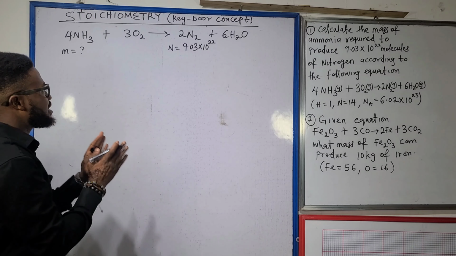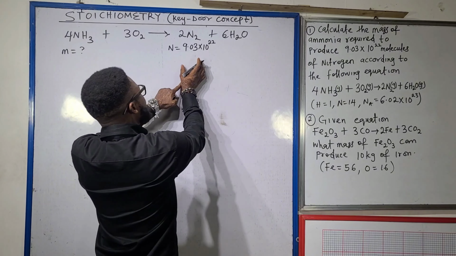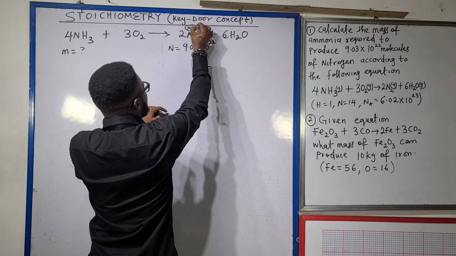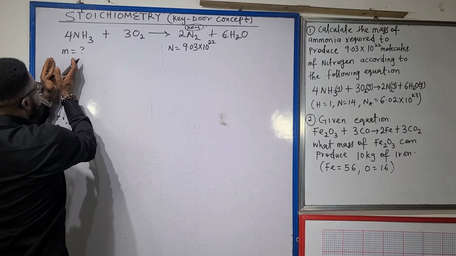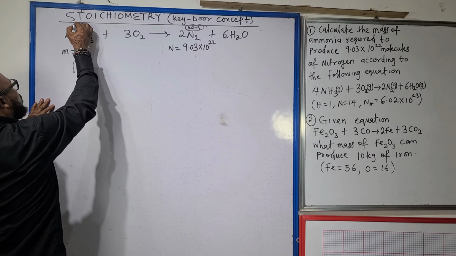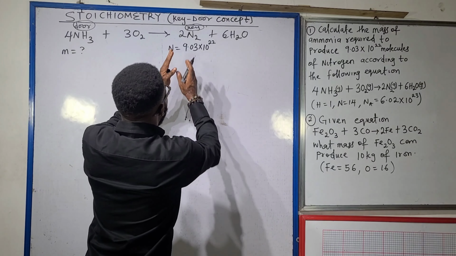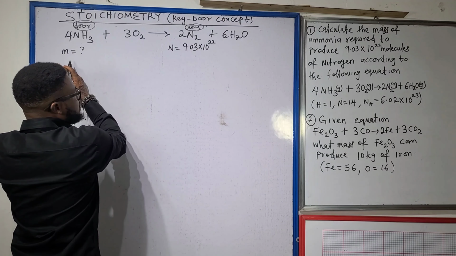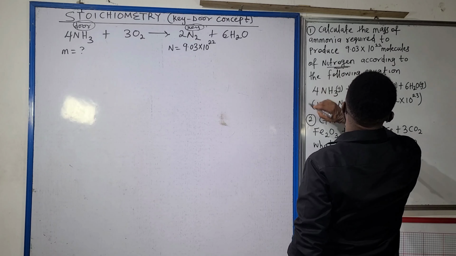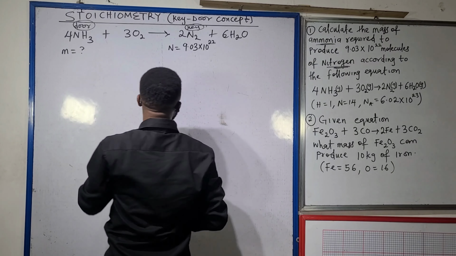Now, how we approach this is very simple. This that we were given information about, this here is our key. This that we are to look for, this that we are to find, becomes our door, and that's why I call this key door concept. I will be using this to unlock this, because from the question I was given information about nitrogen and I was told to look for the mass of ammonia. Now, this is my key.